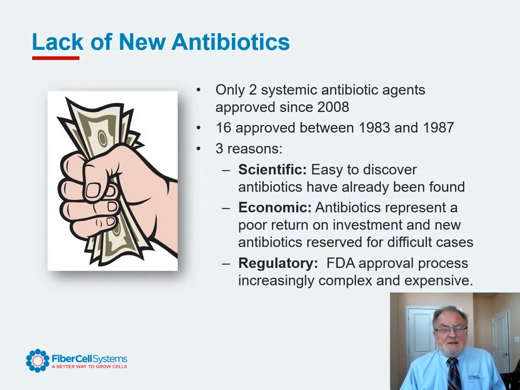There are several reasons for a lack of new antibiotics. Only two systemic antibiotic agents have been approved since the year 2008. From a scientific standpoint, easy to discover antibiotics have already been found. Antibiotics represent a poor return on investment. They're taken for a short period of time, and new antibiotics will be reserved as a secondary line of treatment. The FDA process has become increasingly complex and expensive, and it's not cost-effective to get new antibiotics approved.